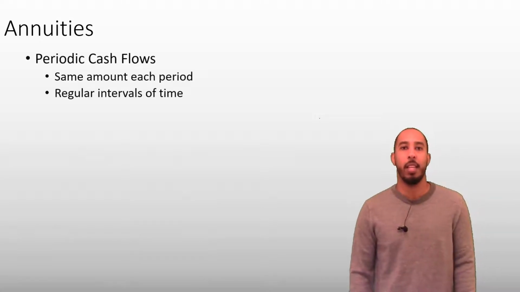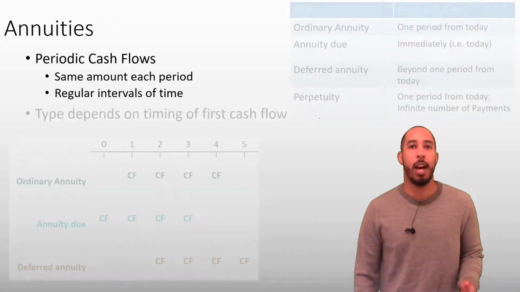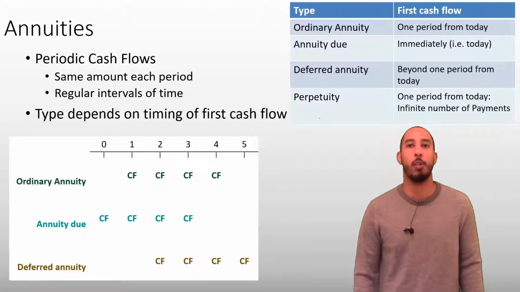Now let's look at some special versions of multiple cash flow scenarios. These are called annuities. Annuities are just multiple cash flows in which the amount of the cash flow is the same each time. There are different types of annuities, and we'll classify them by the timing of the first cash flow.